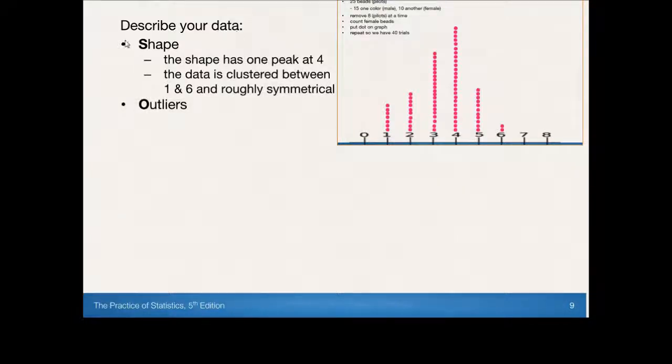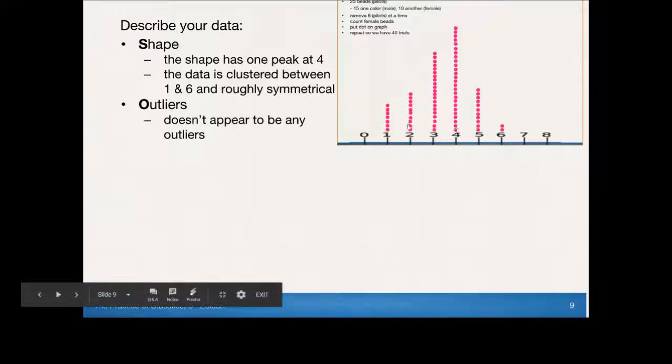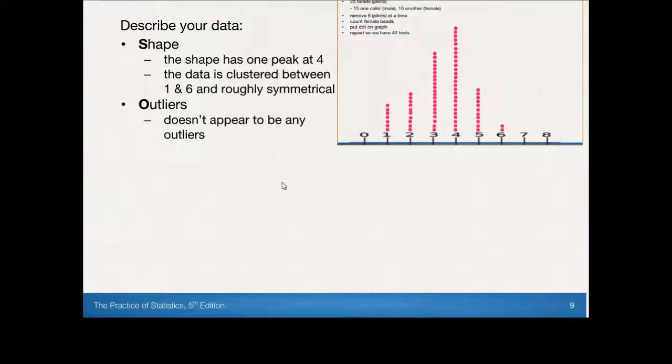I'm going to go in the order of SOCS. Are there outliers? It doesn't appear so. The 6 wouldn't be an outlier because it's only 2 away from the center. And the 1 wouldn't be an outlier, it's only 3 away from the center. So there aren't any.